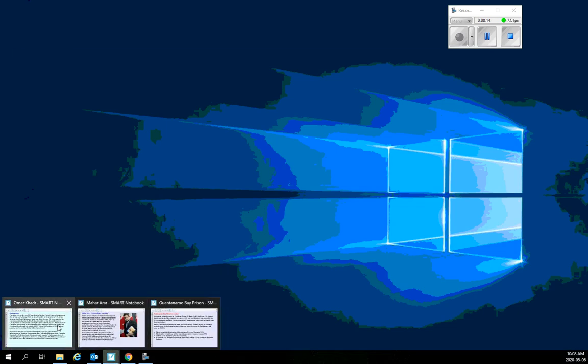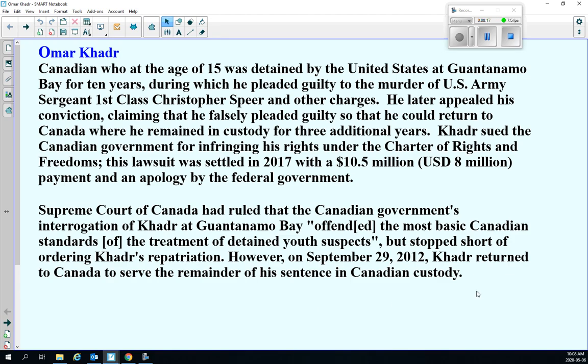And one more. This is the case of Omar Khadr, who, when he was 15, was detained by the U.S. government at Guantanamo Bay Prison for 10 years. He pled guilty to killing a U.S. Army sergeant and other charges too. He later would appeal his conviction, though, claiming that he falsely pleaded guilty so he could come back to Canada. He was kept in prison in Canada when he came back for 3 additional years. He sued the government for $10.5 million for infringing his rights under the Charter of Rights and Freedoms.